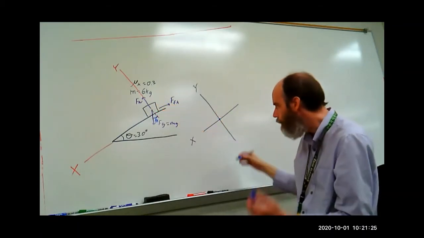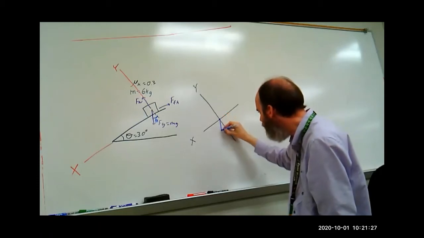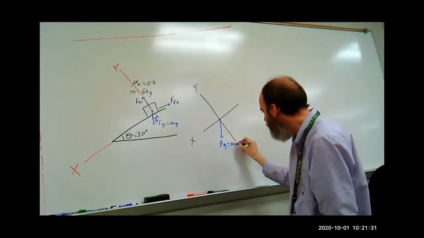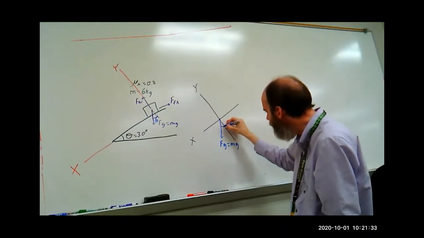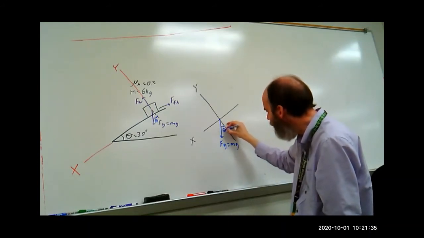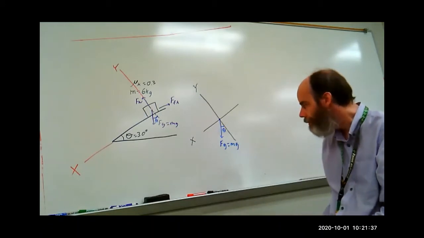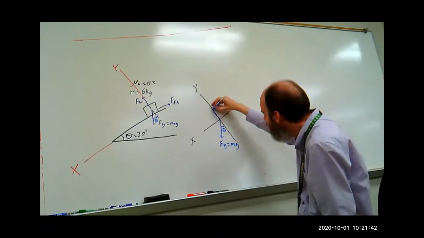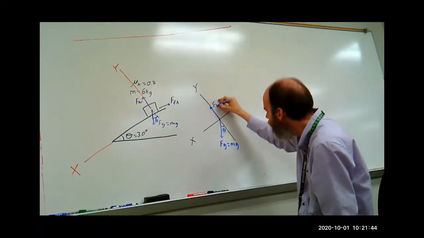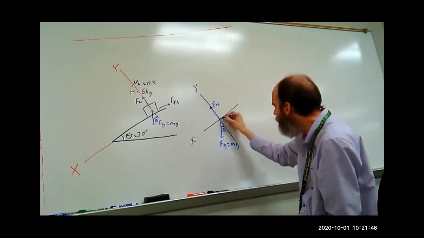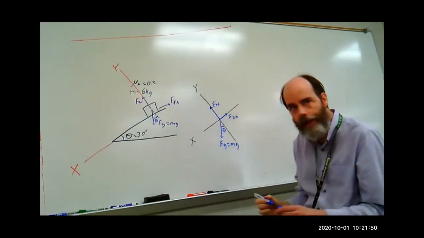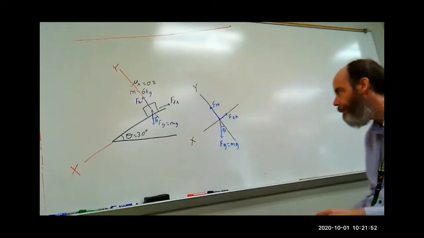And by the way, this angle in here is theta. So let's draw our force of gravity right here, force of gravity, which is mg. This is the angle theta, 30 degrees. Then we have our normal force right here along the y-axis, and we have the force of friction along the x-axis in the negative x direction.